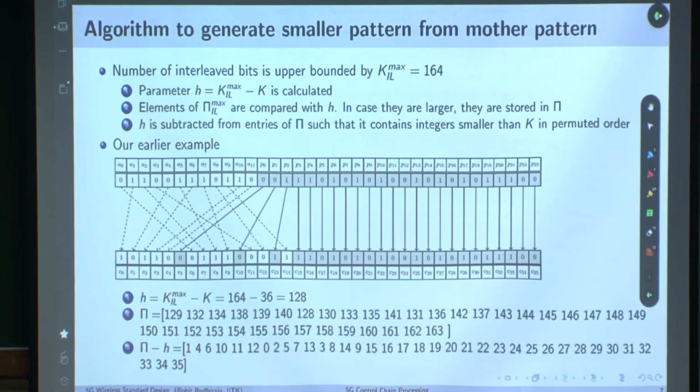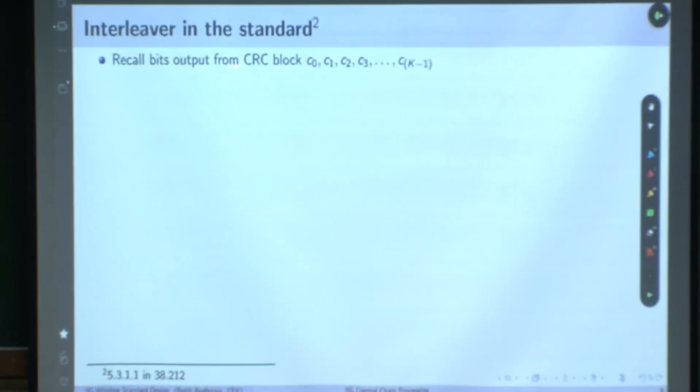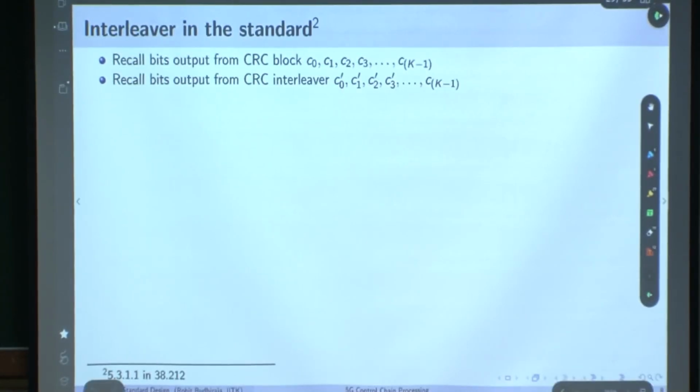Now that you have the interleave sequence, what happens after that? It's only the writing operation. So this interleaver consists of two steps. First, generating the right interleaver. Second one is basically writing that into the correct indices. Let's see that. The bits from the CRC block were called C0 to CK-1. Remember that? Bits output from the CRC interleaver are called C0 dash to CK-1 dash. The dash is appended.